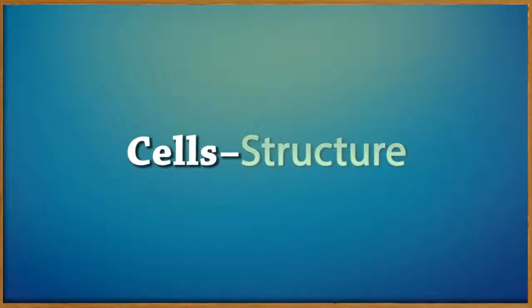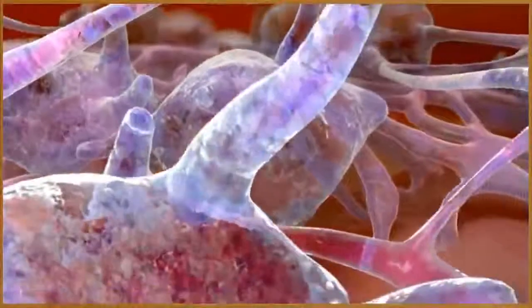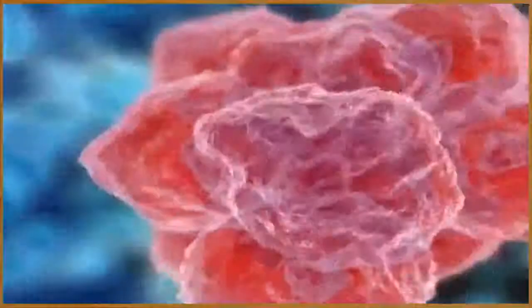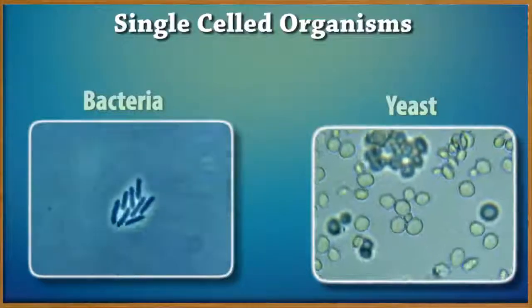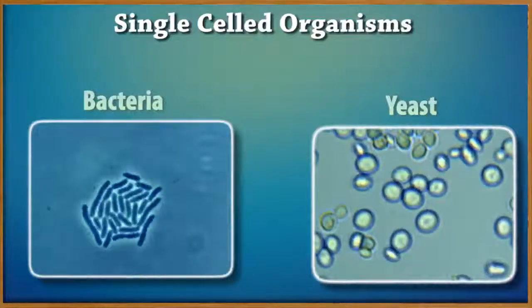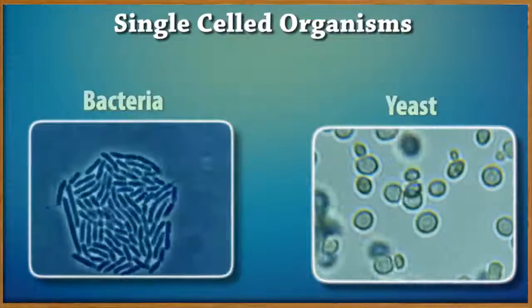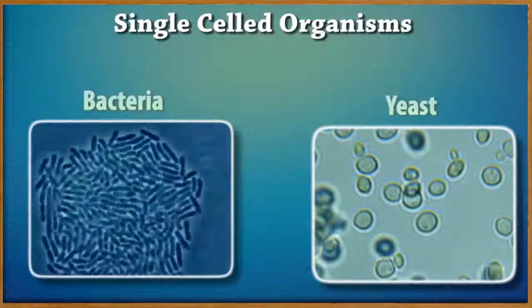Cells, structure. Cells are very small, so large organisms contain millions of cells. Some organisms are called unicellular; they are made of a single cell. Bacteria and yeast are examples of single-celled organisms.